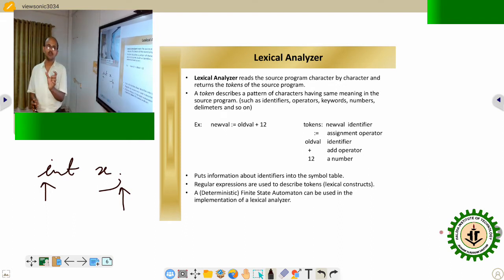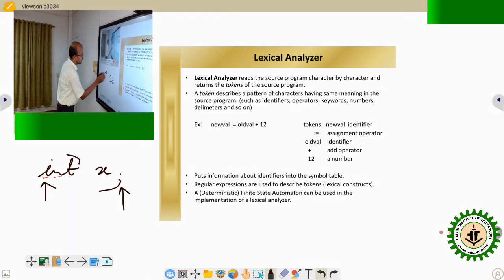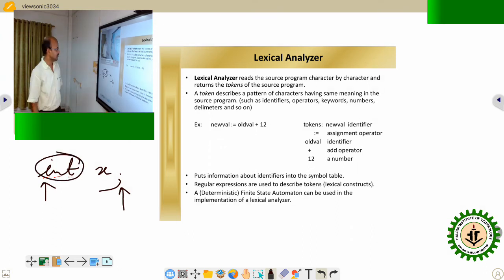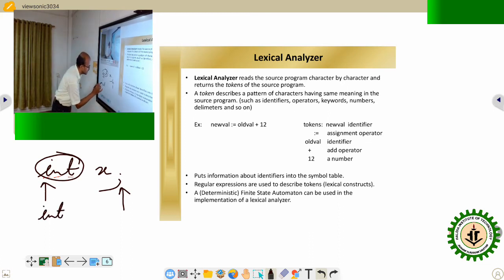Here, we know that int is a keyword, a data type. But individually, i, n, and t do not bear any meaning. If we take the word int, it bears the sense that it represents integers. Then we have one blank space while we write the C program, and whenever there is a blank space, it identifies that this word int is a complete lexeme.